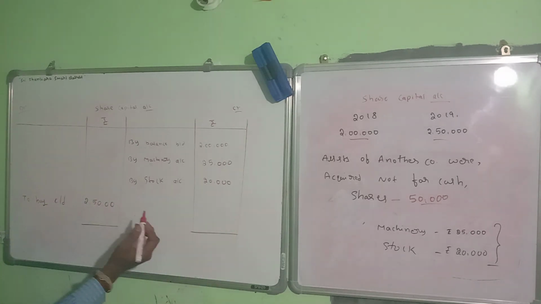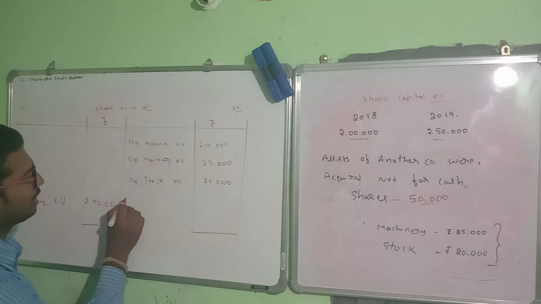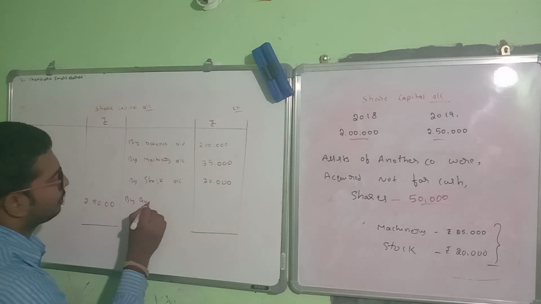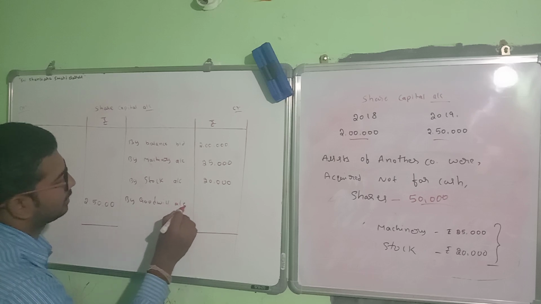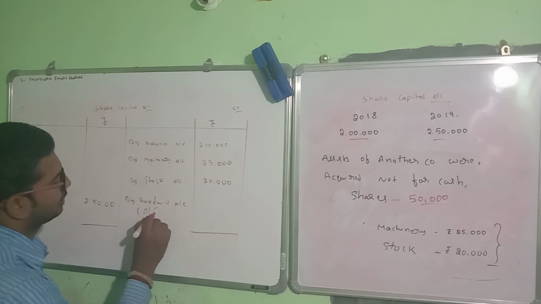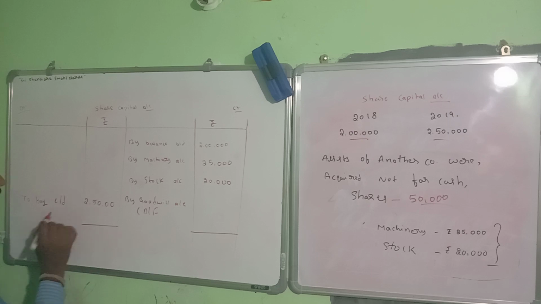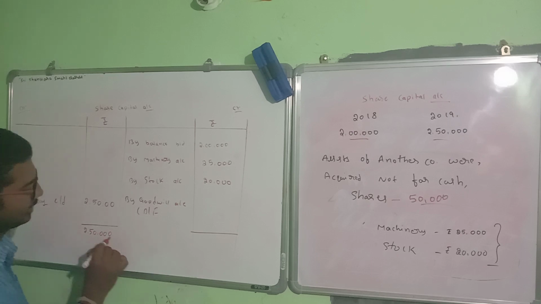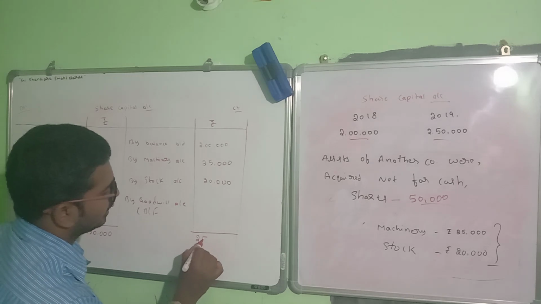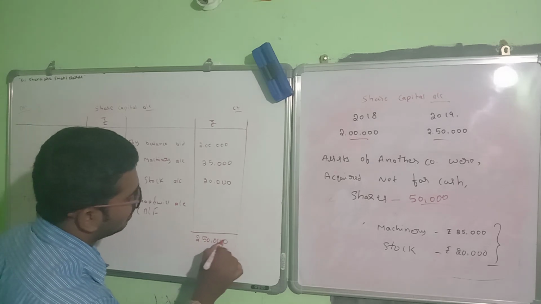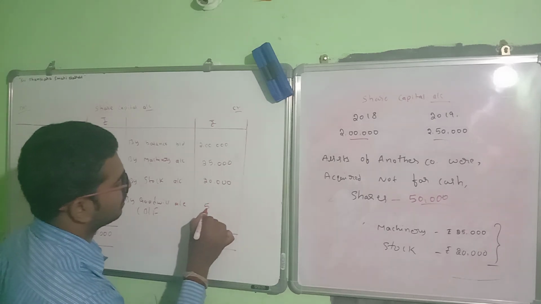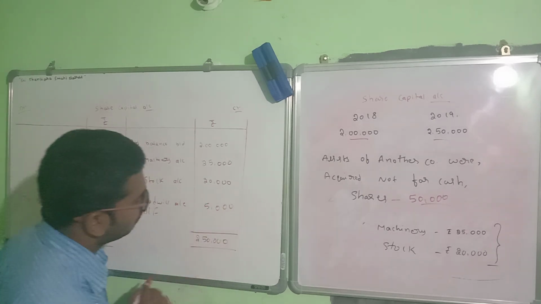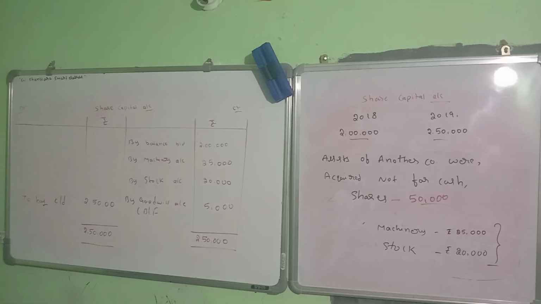So any balance figure left out on the credit side, we call it by goodwill. Balancing figure. So overall it will be 2 lakh 50 and 2 lakh 50. Any balance will come under the credit side. It's 5,000, which we consider as goodwill for the company. That's how we prepare a share capital account.